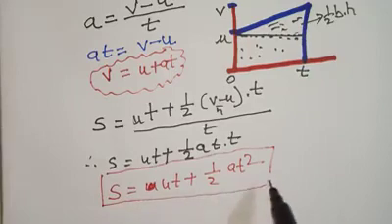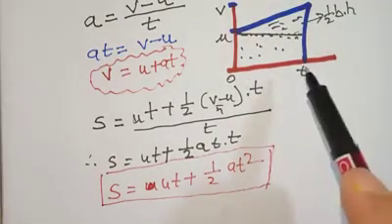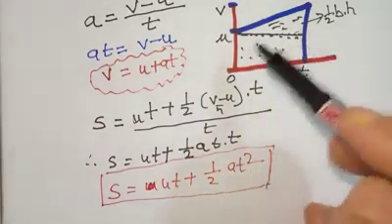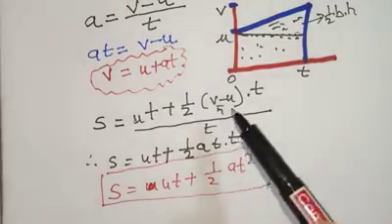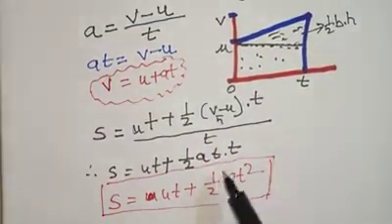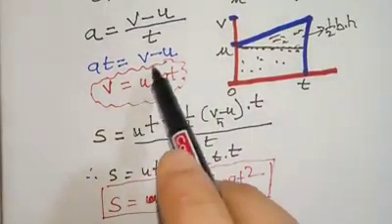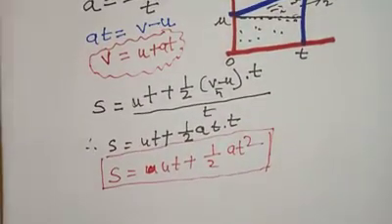So you see, what is the distance covered? Distance covered is the initial velocity that we started with multiplied by the time that we travel, plus half of the acceleration a multiplied by time squared. So this is what we are getting over here. Just to summarize, we substituted v minus u by t, which is a, so v minus u is at, and at multiplied by t gives half of at squared.